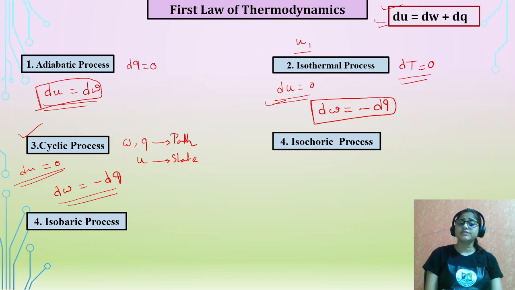And for the isobaric process, what will be here? For the isobaric process, dP is 0. Here also you have not read it actually. In the next slide only, you can understand what enthalpy is. So enthalpy for isobaric is delta U plus PdV. Okay, delta U plus PdV is there.